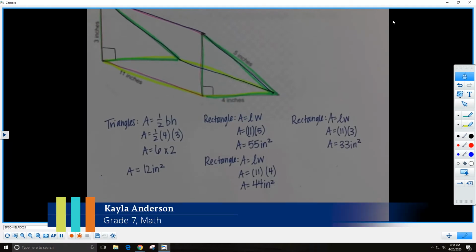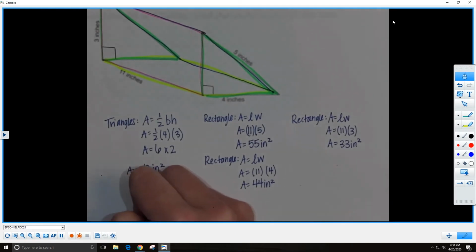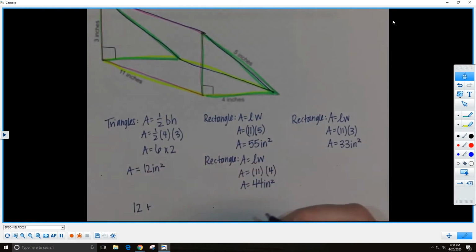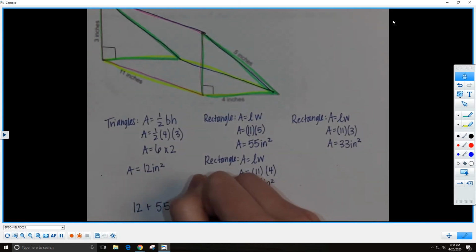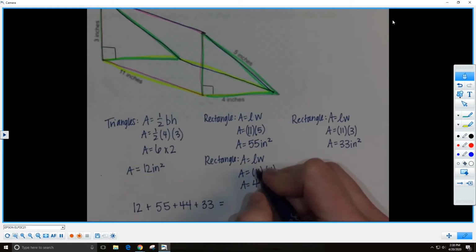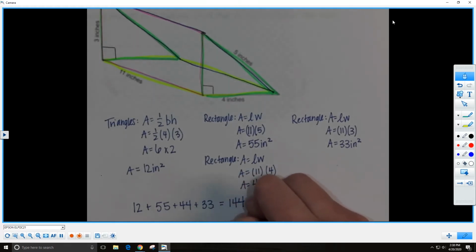Okay, now we're going to find the sum of the areas of all of those faces. So 12 for the 2 triangles, plus 55 for one rectangle, plus 44 for another rectangle, plus 33 for that last rectangle. And when we add all of those together, we should get 144 square inches. So the surface area of this right triangular prism is 144 square inches.